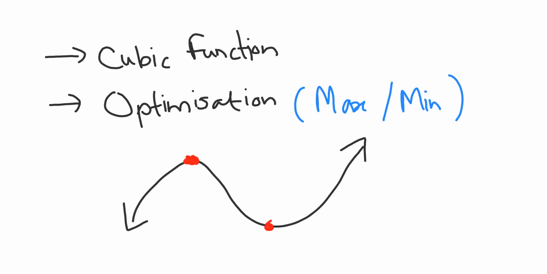Okay, and specifically the cubic function has two turning points. It has a maximum turning point and then also a minimum turning point. Another word for these turning points is stationary points. So you'll often hear that. They'll refer to it as a stationary point.